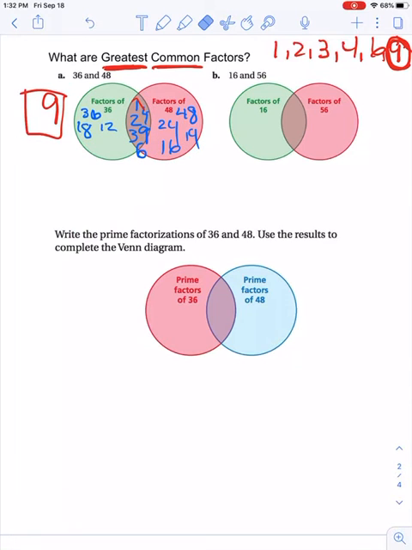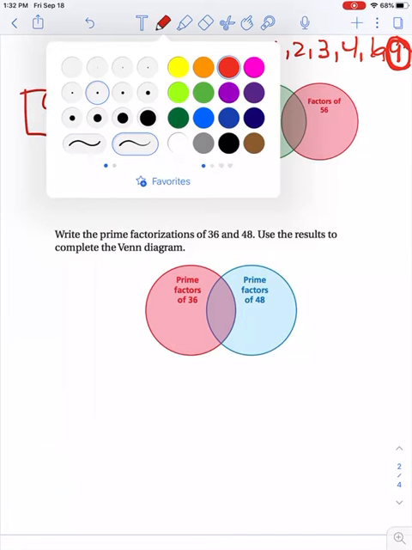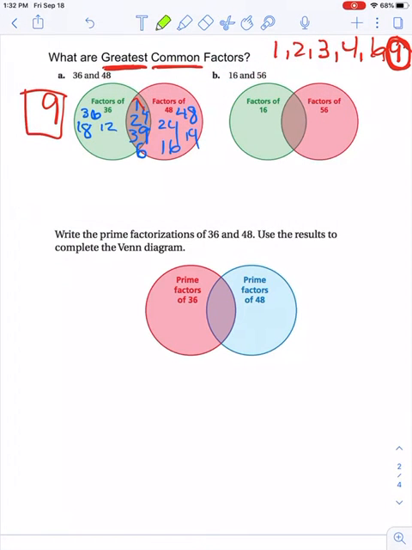And we're going to look at the next set. We're going to look at 16 and 56. So with exactly the same thing, we're going to look at 16 and 56. So the factors of 16, I know 1 times 16, 2 because it's even, and 2 times 8 is 16.